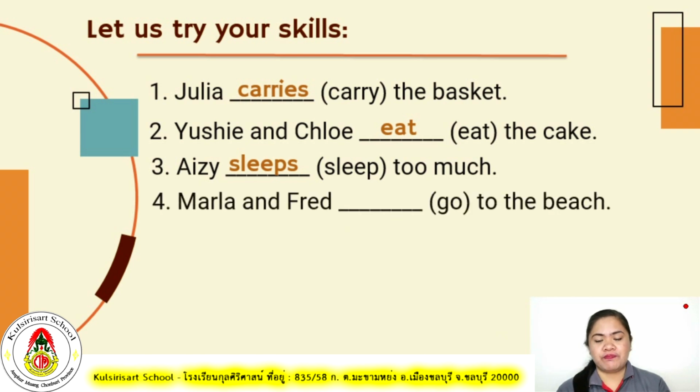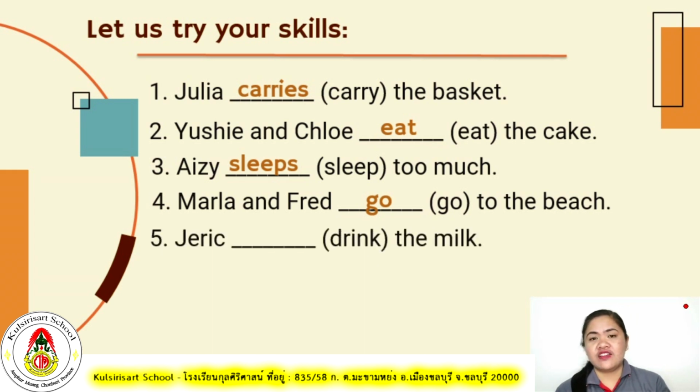Next, number 4. Marla and Fred blank go to the beach. Now, what is our subject? Very good. Our subject is Marla and Fred. So there are two subjects in this sentence. So what should be the answer? Go, because we have two subjects. So rule number 2, plural subject, base form of the verb.